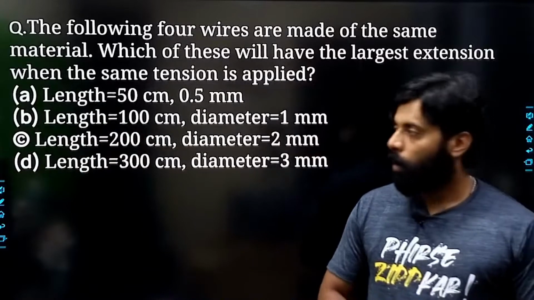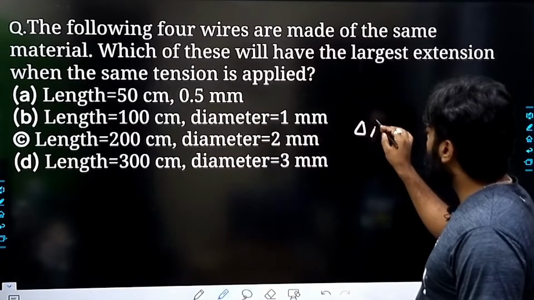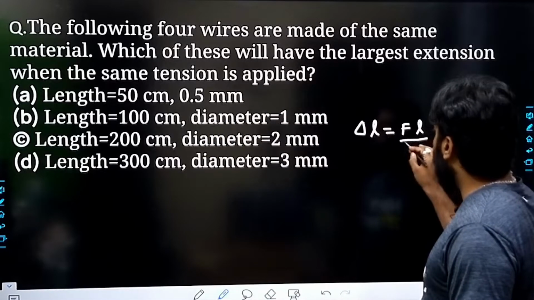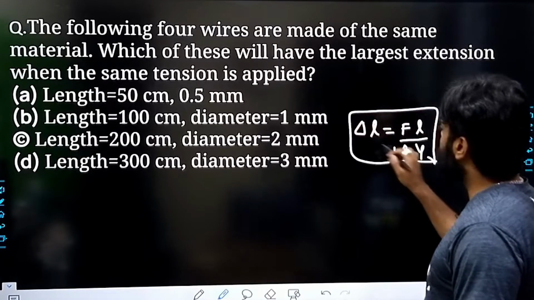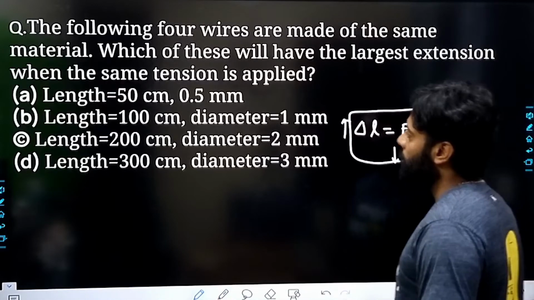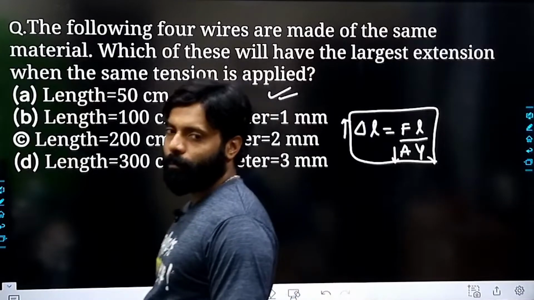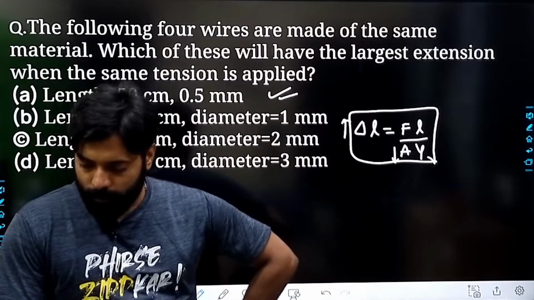So you want more extension, yani delta L is equal to F L by A Y. You want less area. If area is less, extension will be more. So check where we are getting the minimum area.